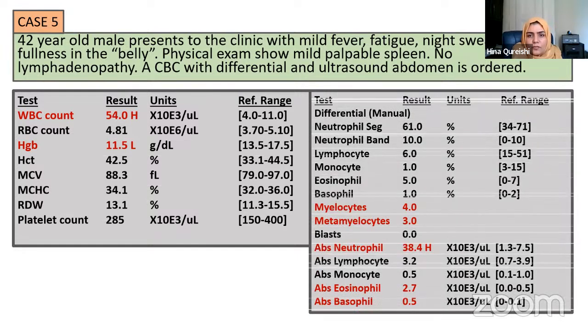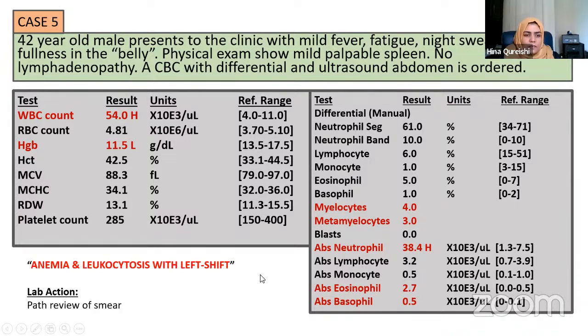And looking at the differential, the white count is actually not because of lymphocytes this time. It's mostly because of the neutrophils. So there's a lot of neutrophils, a neutrophilia. And in the differential, you also see some immature cells in the neutrophilic lineage. These are myelocytes and metamyelocytes. There is also eosinophilia and basophilia.